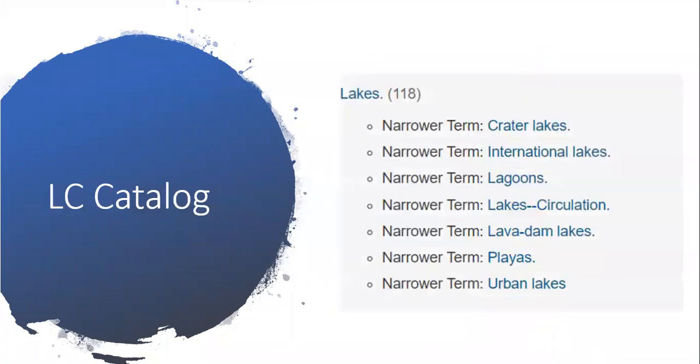Okay, so we're going to look again at the Library of Congress online catalog. So I searched for lakes. Notice that there are only narrower terms listed here. There aren't any used for or broader terms like Classification Web showed you. But again, you might be able to use some of these narrower terms for your item if they're applicable.